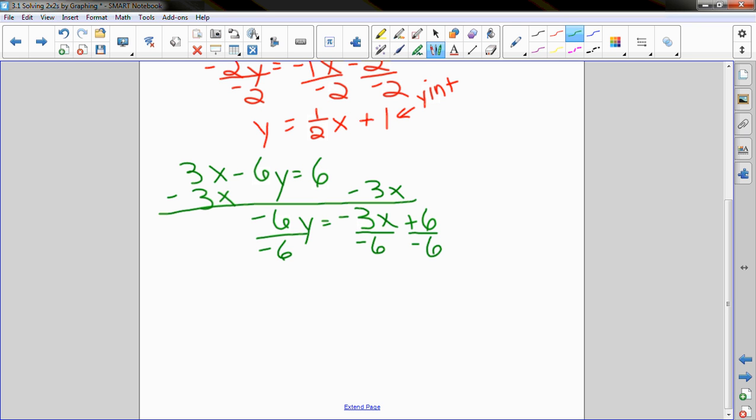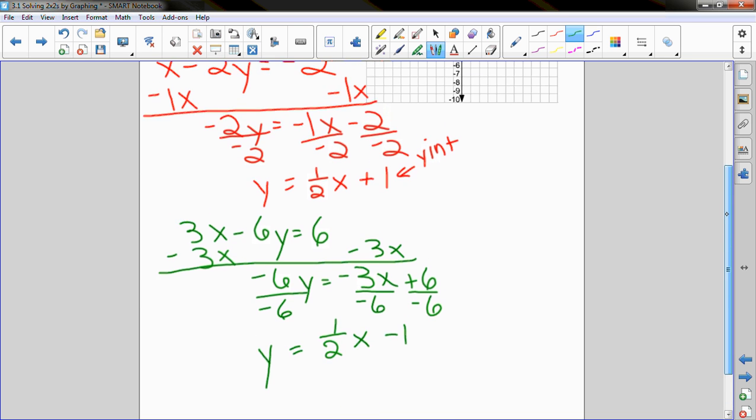What does that give me? I'll do the easy part, the y equals. What about that -3 over -6? What's that? Positive 1/2. Good job. And what about that positive 6 over -6? What's he? -1. Good job. He is -1. Everybody okay with that? So the equation of that line is y equals 1/2 x minus 1.